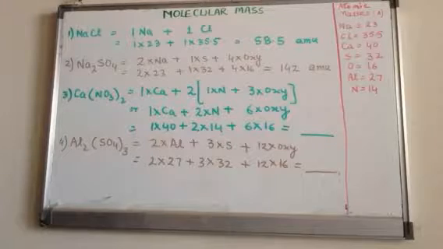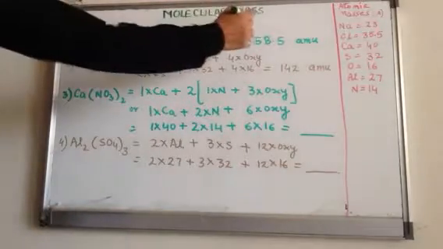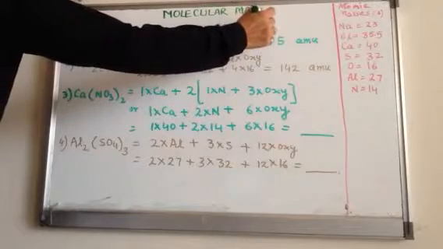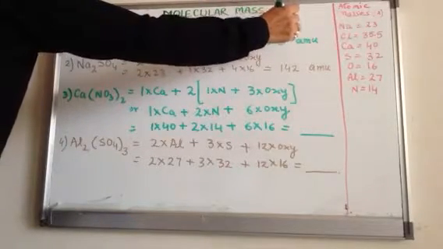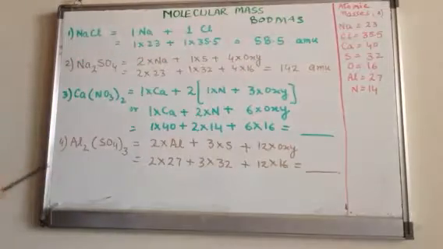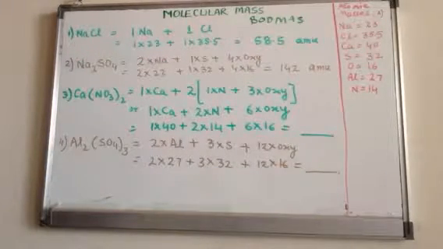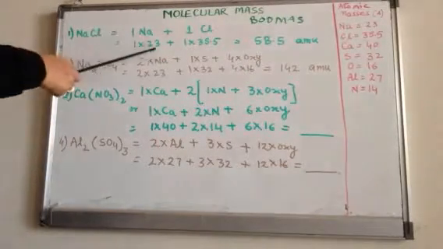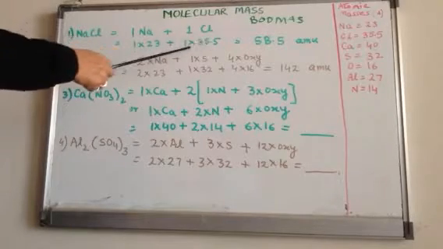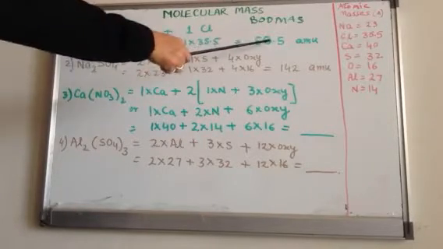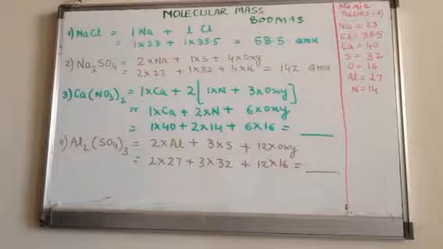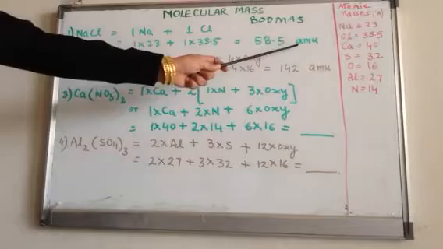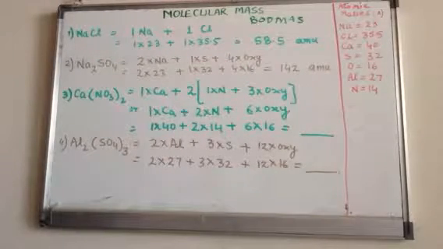35.5. Now here you need to remember that you have to follow BODMAS like we do in mathematics. That is, first we shall multiply and then we go on to addition. So 23 times 1 and 1 times 35.5, we have the molecular mass of sodium chloride as 58.5. The unit written over here is called atomic mass unit.